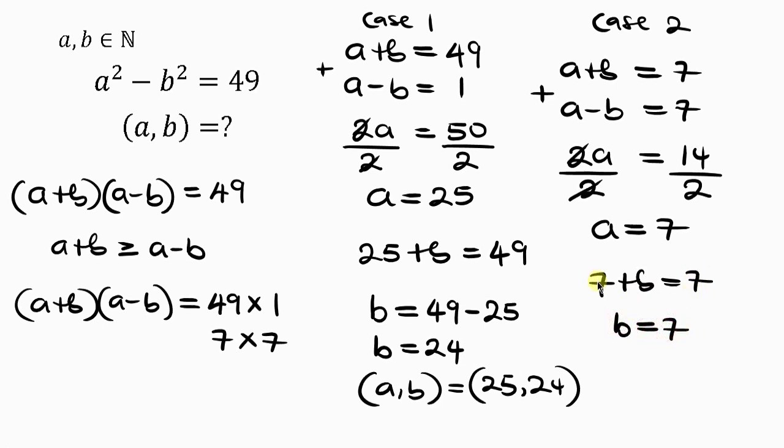Now move this 7 to the right hand side, it becomes minus 7, making the value of b equal to 7 minus 7, which is 0. So the value of a and b from our second case is, the value of a is 7, while the value of b is 0. And this is our final answer.